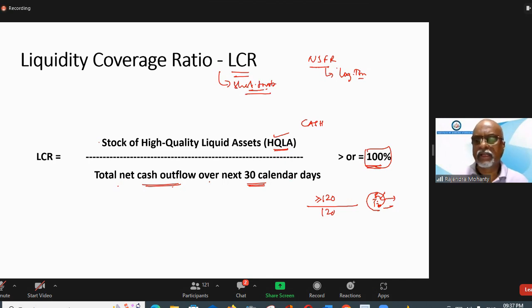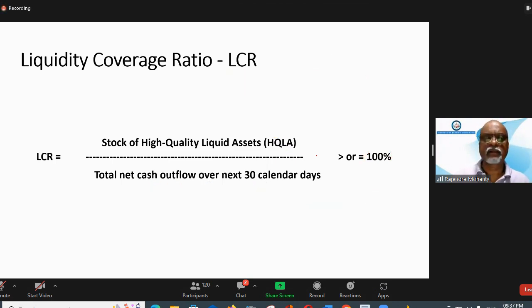This 100% was prescribed earlier to be achieved by 1st January 2019, but it was not achieved because the pandemic happened, everything happened. So the deadline was extended to 1st of April 2021. By this time, it was decided that every bank should have 100% of LCR. Otherwise, RBI will take action. Normally some banks fall below that.